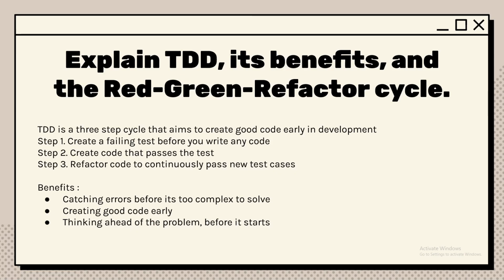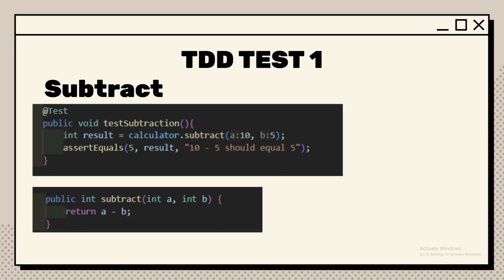Now, what are the benefits of TDD, and what is the red-green refactor cycle, you may ask? Well, TDD is a 3-step cycle which aims to create good code early in development. Step 1, create a failing test before you write any code. Step 2, create code that passes the previously mentioned tests. Step 3, refactor code to continuously pass new test cases. Now, what are the benefits? Well, the benefits include catching errors before it's too complex to solve, creating good code early, and thinking ahead of the problem before it starts to become the problem. Splendid. Well said, LaBelle.